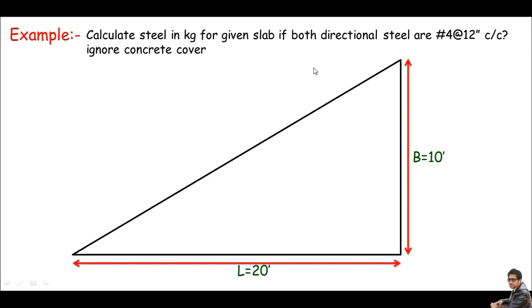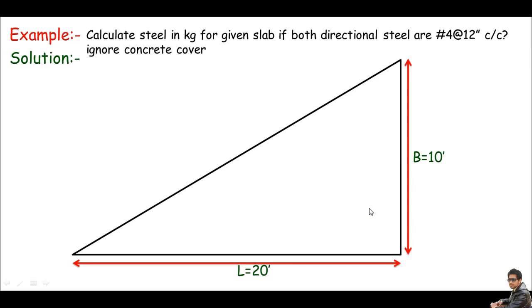The slab is already given. We are also informed to take the steel in both directions the same, which is number 4 bar at the rate of 12 inch center to center. And of course, we can ignore concrete cover over here. So I think all data is given, and nothing is complicated over here. So I'll come straight into the solution.